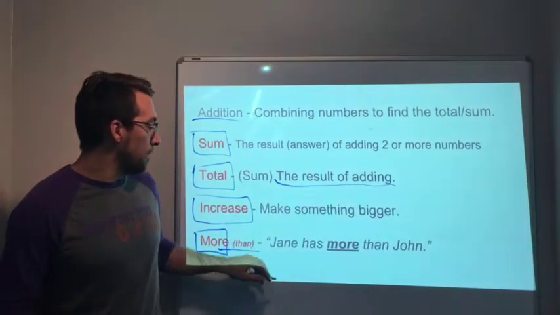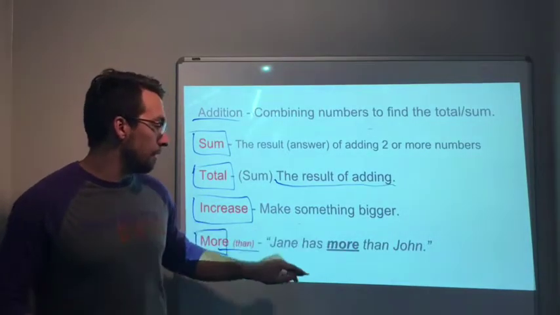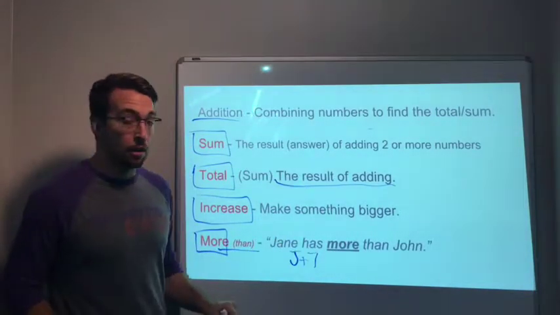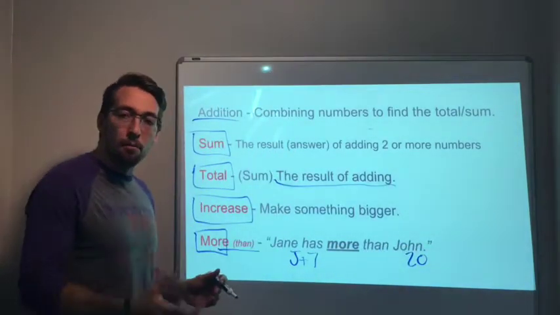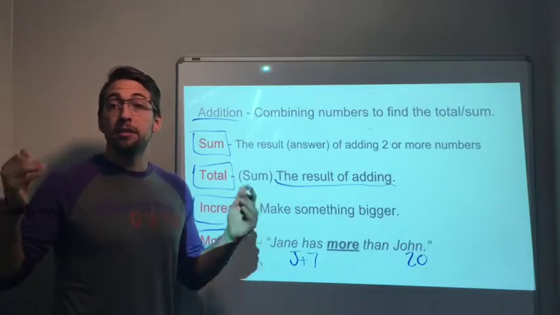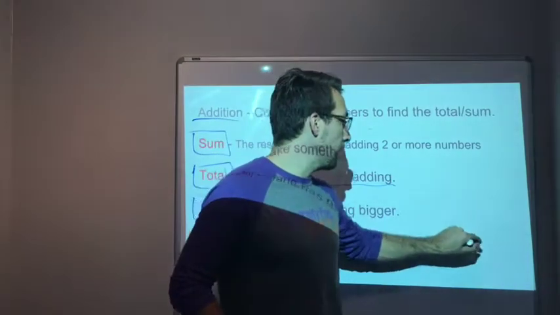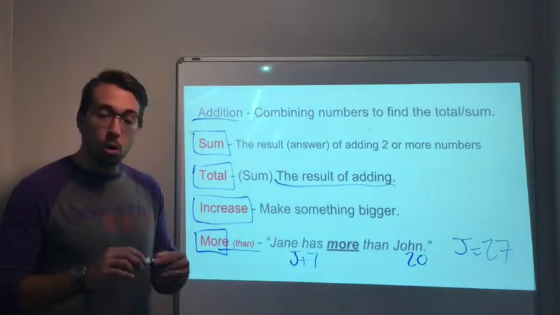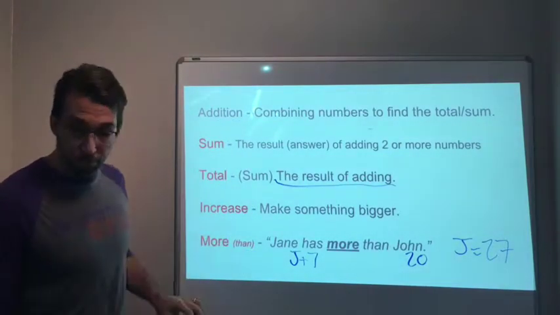Let's look at that in a problem. Jane has 7 more apples than John, so Jane is John plus 7. John has 20 apples. How many does Jane have? What's 20 plus 7? Jane has, J equals 27 apples. So if you see more, it's an addition problem in your tests, exams, and lessons.